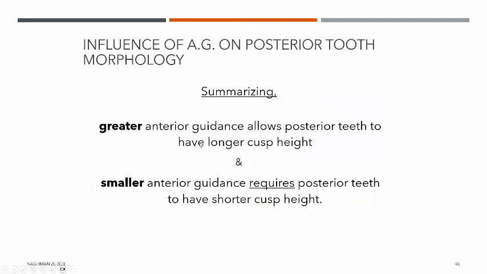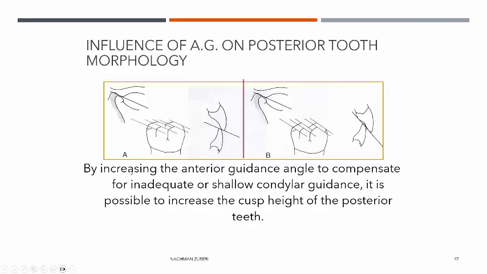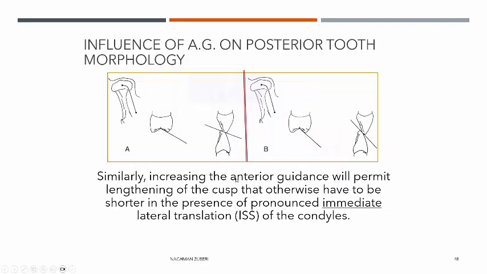So in summary, greater anterior guidance allows posterior teeth to have longer cusp height, and a smaller anterior guidance requires posterior teeth to have shorter cusp height. By increasing the anterior guidance angle to compensate for inadequate or shallow condylar guidance, it is possible to increase the cusp height of the posterior teeth. Similarly, increasing the anterior guidance will permit lengthening of the cusps that otherwise would have to be shorter if a person has pronounced immediate side shift.